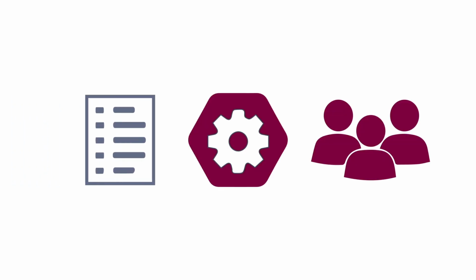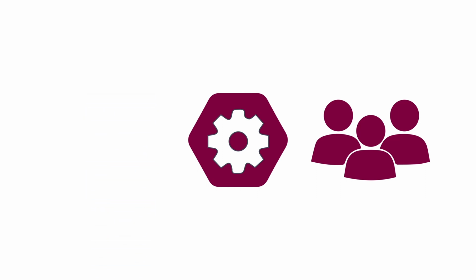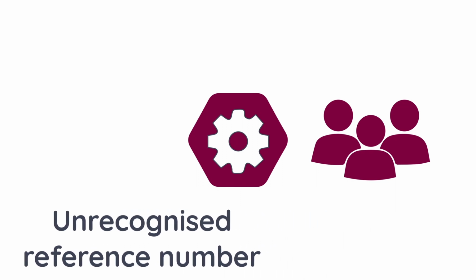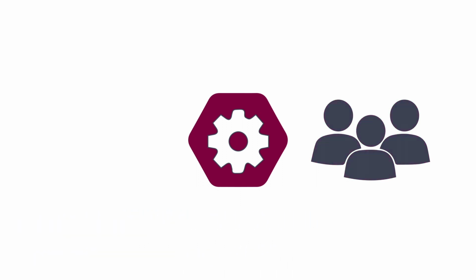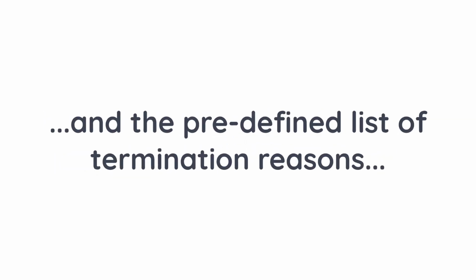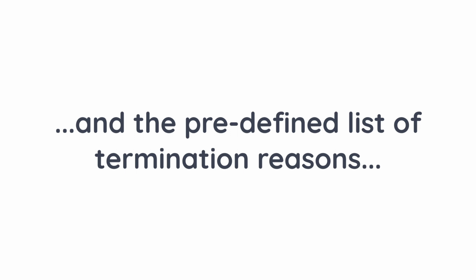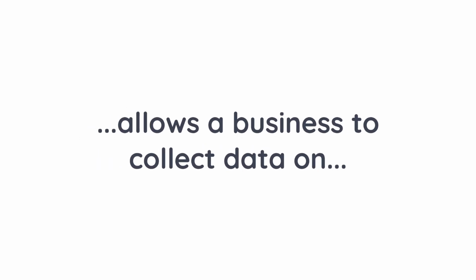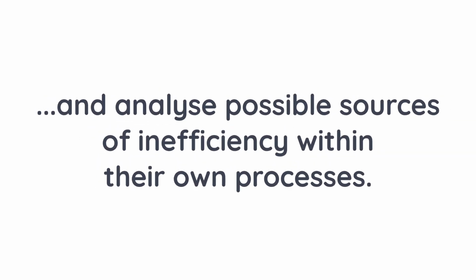Terminations can be set up to automatically reject documents that meet specific criteria, such as being flagged as a duplicate or having an unrecognized reference number, without the need for human intervention. inSTREAM Terminations is a simple and effective tool, and the predefined list of termination reasons allows a business to collect data on and analyze possible sources of inefficiency within their own processes.